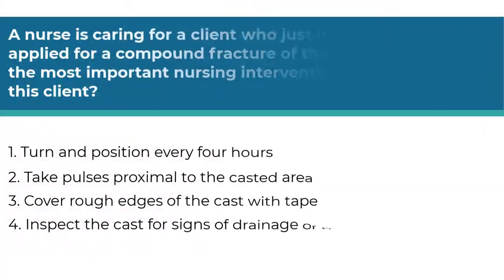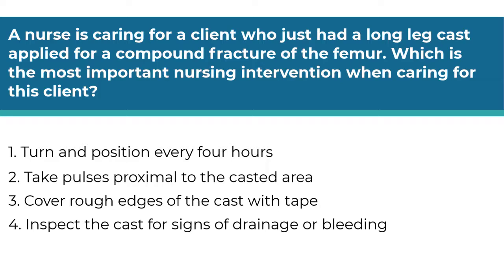Let's take a look at an example of a priority question. A nurse is caring for a client who just had a long leg cast applied for a compound fracture of the femur. Which is the most important nursing intervention when caring for this client? Number 1, turn in position every 4 hours. Number 2, take pulses proximal to the cast area. Number 3, cover rough edges of the cast with tape. Or number 4, inspect the cast for signs of drainage and bleeding.